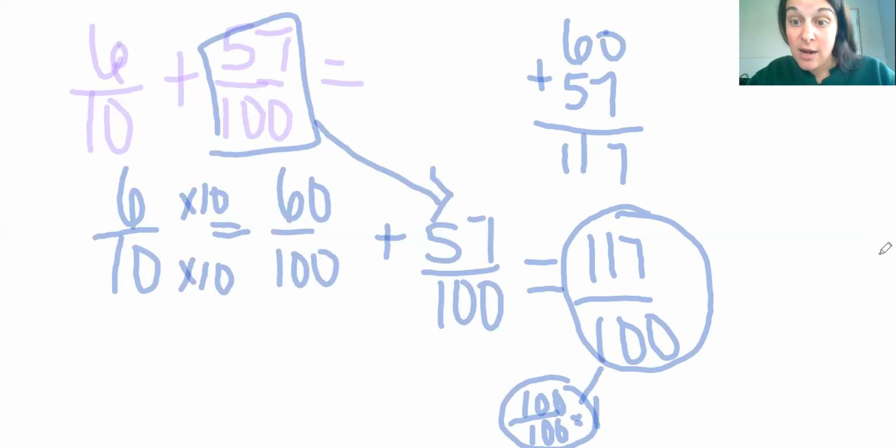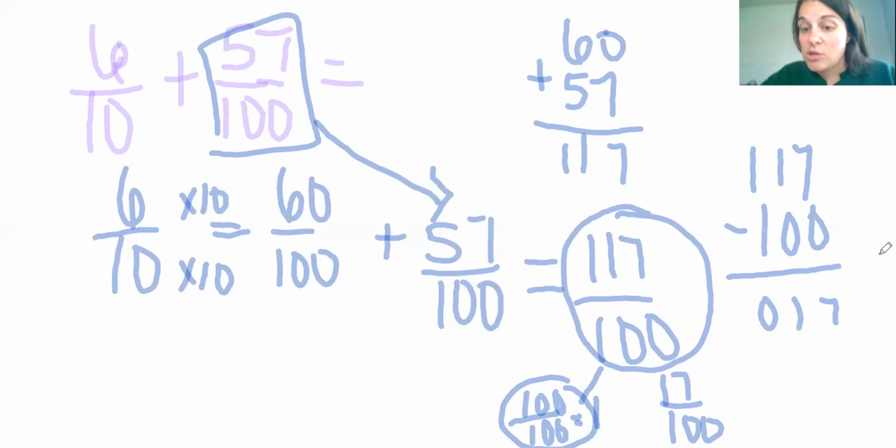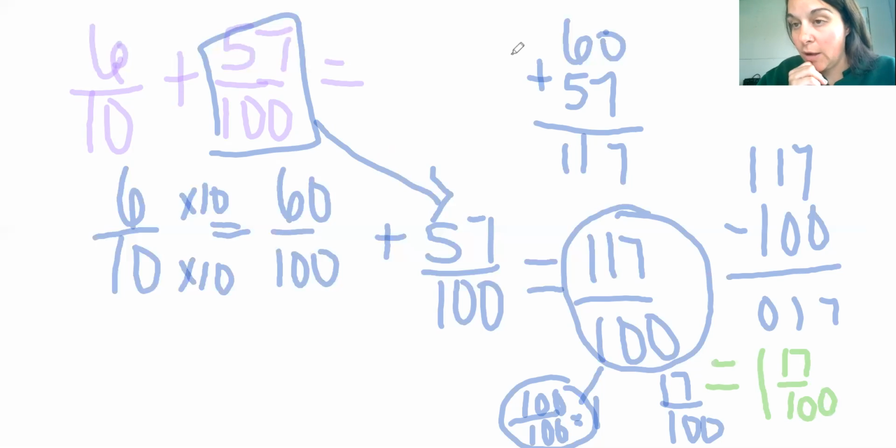If I used 100 pieces, I'm starting off with 117. I used 100 pieces, and I have how many left? I have 17 100ths left, right? So how do I express this new number? I should probably change up my color. Sorry, guys. Right? So I now have what? 1 and 17 hundredths. Okay?